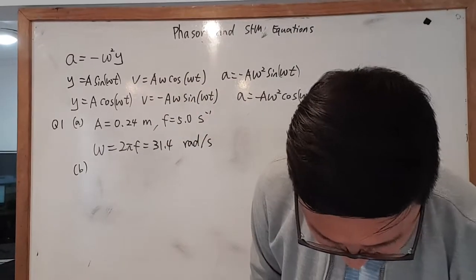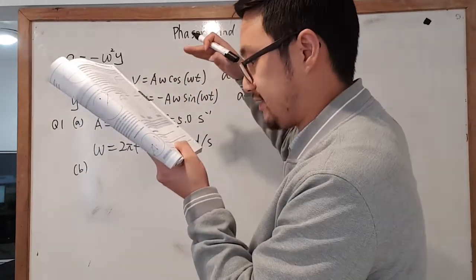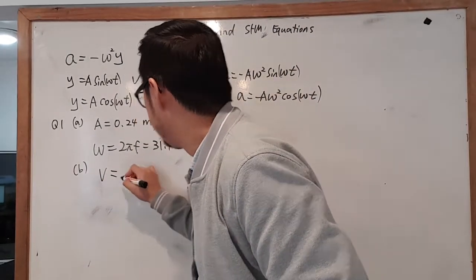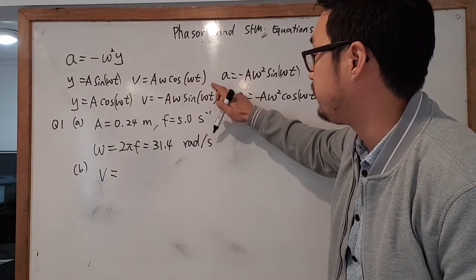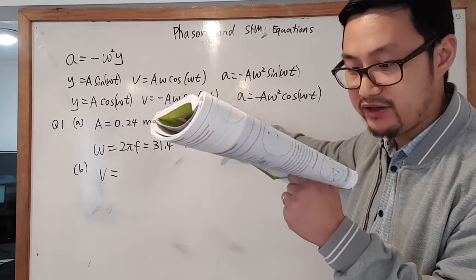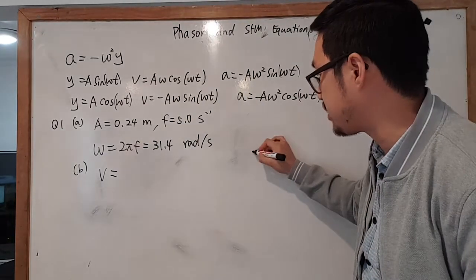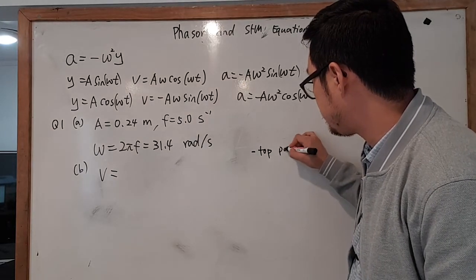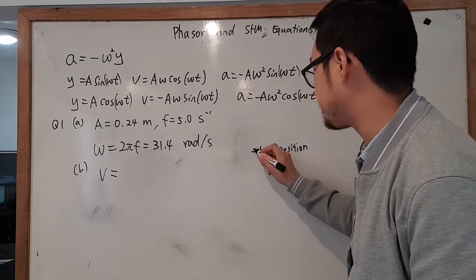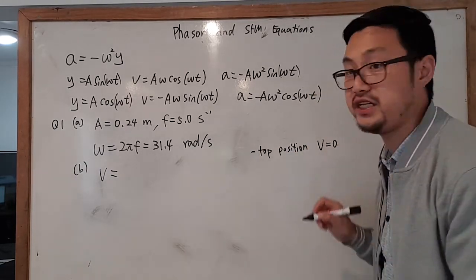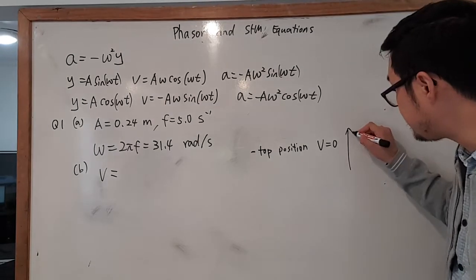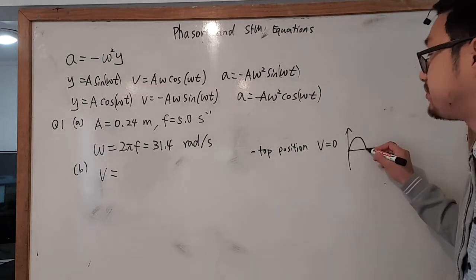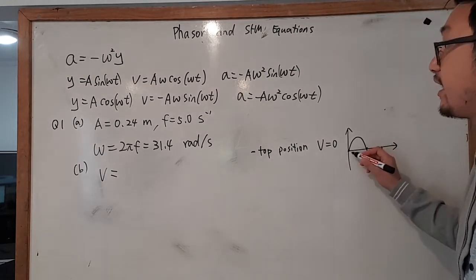Question B: if the timing starts at the top position, calculate the speed at the end. Is the speed equal to this one or this one? Let's have a think. Timing starts at top position. What is the speed at top position? At top position, the speed equals 0, right? If the speed is 0, that means timing starts when speed is 0, and then it's going to have a speed. So this is going to be a sine graph.